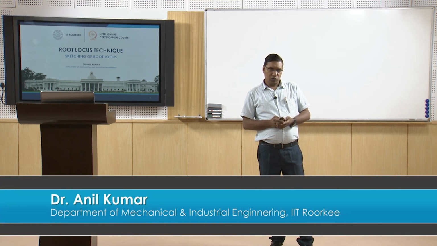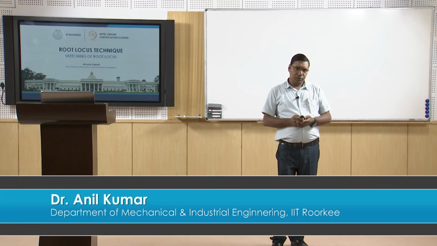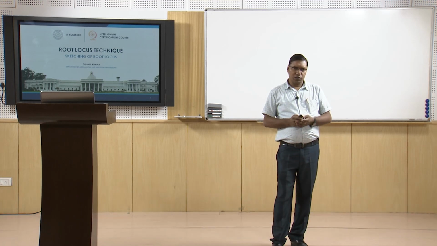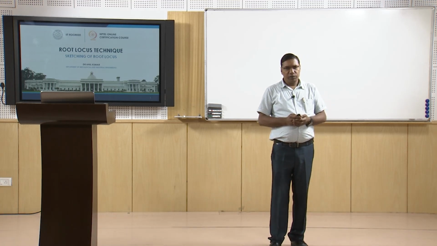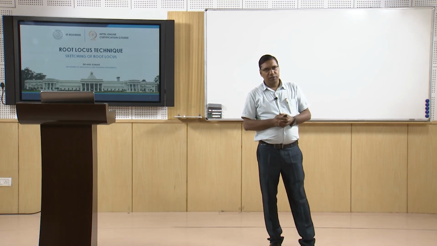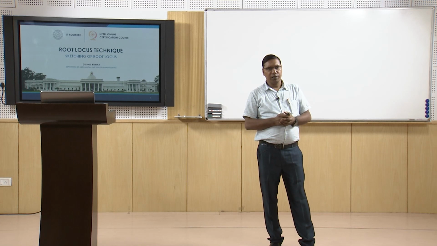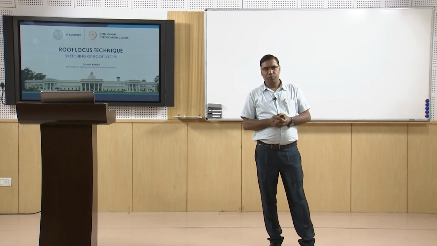Welcome to the root locus technique. Today in this lecture we will discuss how to sketch a root locus. In the previous lecture we saw that a point on the root locus must satisfy the condition magnitude of KG(s)H(s) equal to 1 and angle of KG(s)H(s) equal to an odd multiple of 180 degrees.